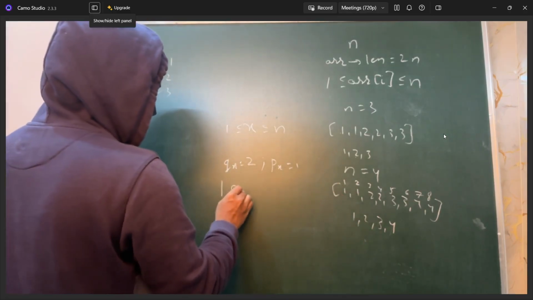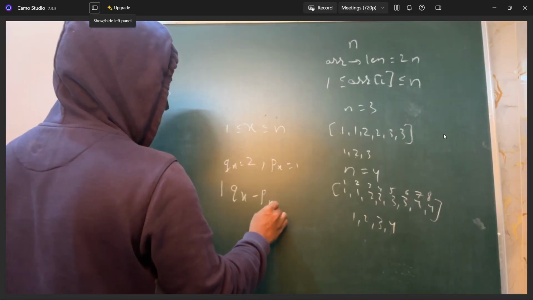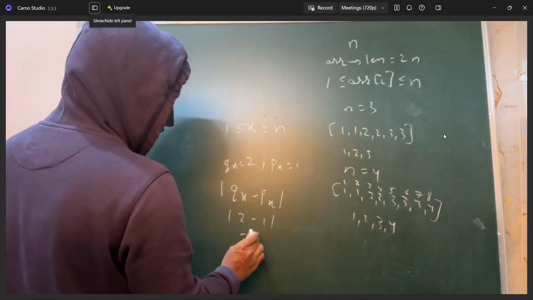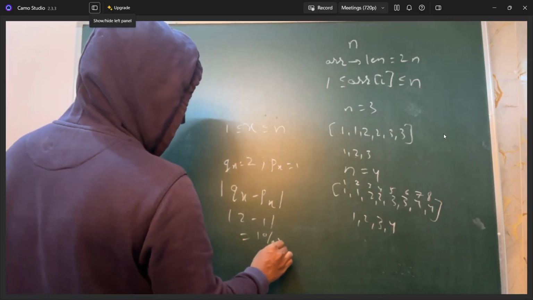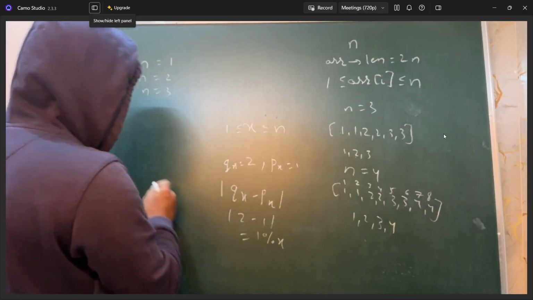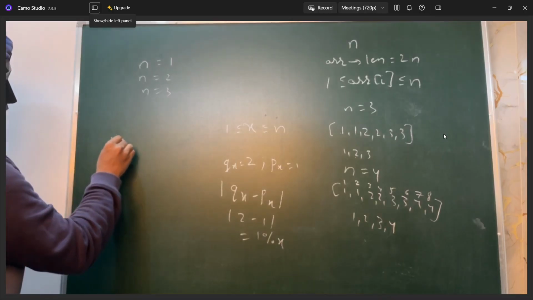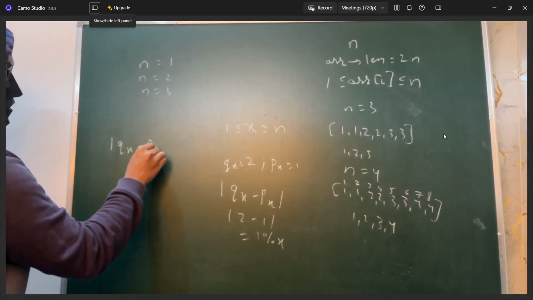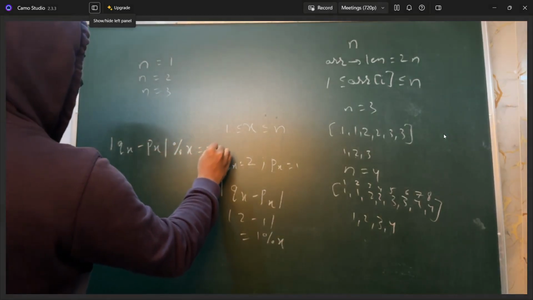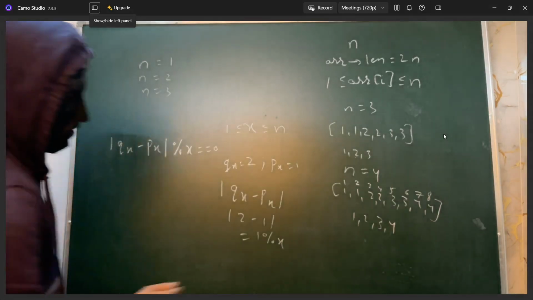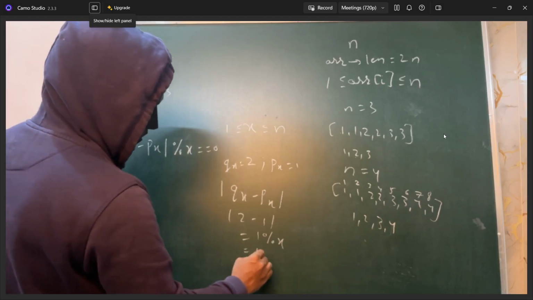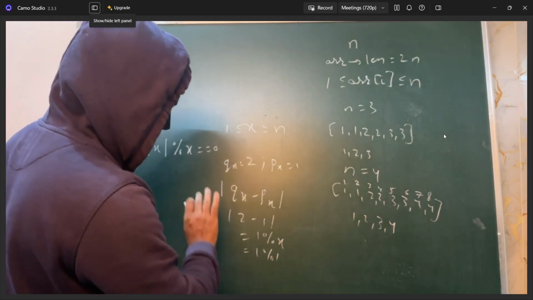Now you will have to take a modulus, which is 2 minus 1, which is 1, and this should be divisible by x. Divisible by x means whatever qx minus px you are getting should be divisible by x, which means the remainder should be 0. In this case x is 1 only, because you're taking one element, so 1 modulo 1 is 0, so it is perfectly divisible.